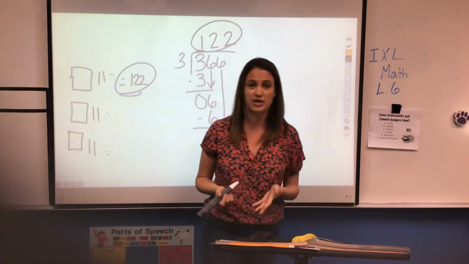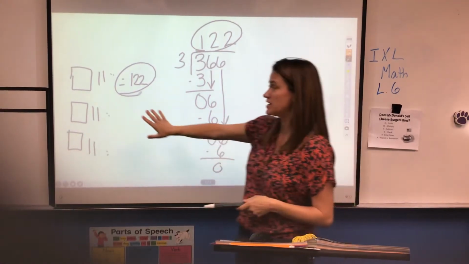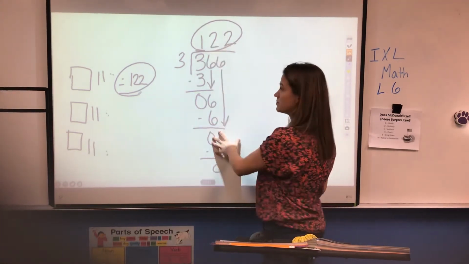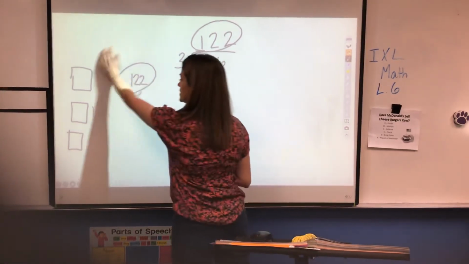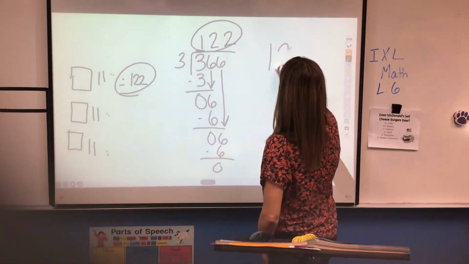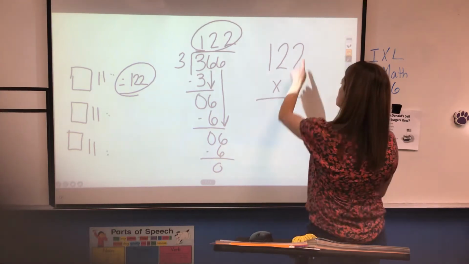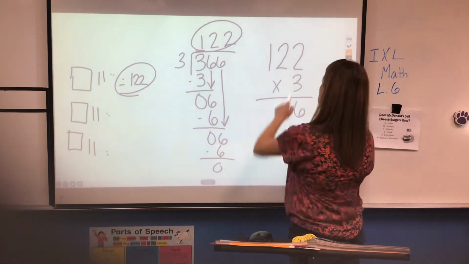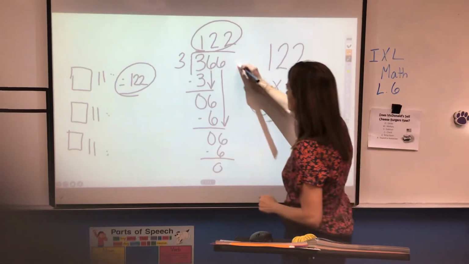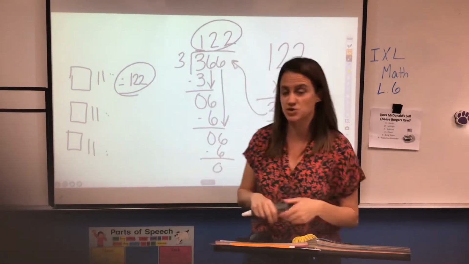We want to show you both strategies so that you can use whichever one you're more comfortable using. You can also use the base 10 block strategy to check your work. So you can do the division problem and maybe you're unsure if you're right. You can use the base 10 blocks to check your work, or you can use the multiplication method to check your work, which would be 122 times 3. And you'd say 3 times 2 is 6, 3 times 2 is 6, and 3 times 1 is 3. And those numbers, again, should match up. So there are a couple different ways that you can check your work and your answers.